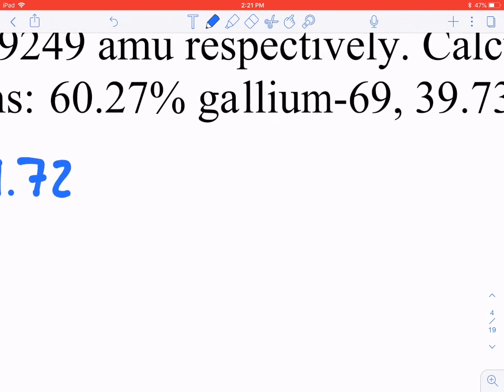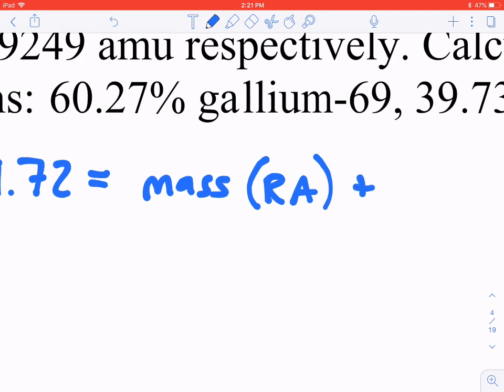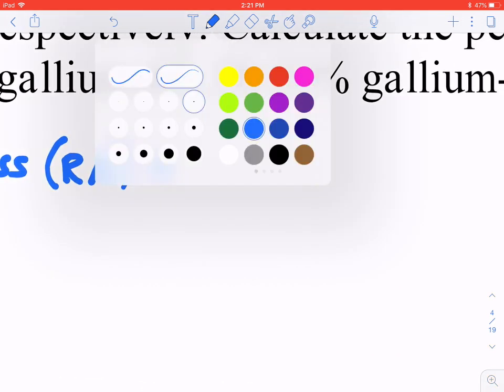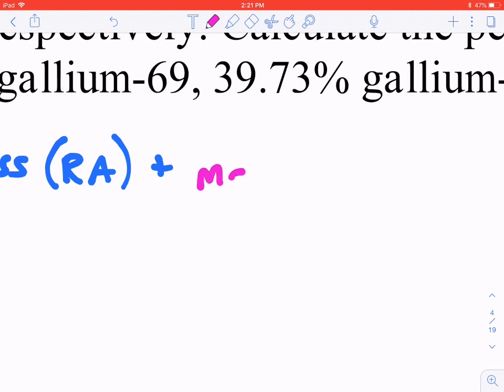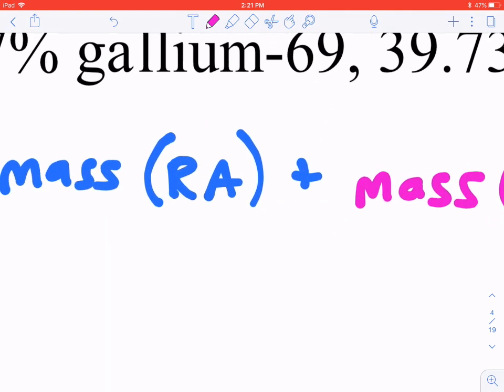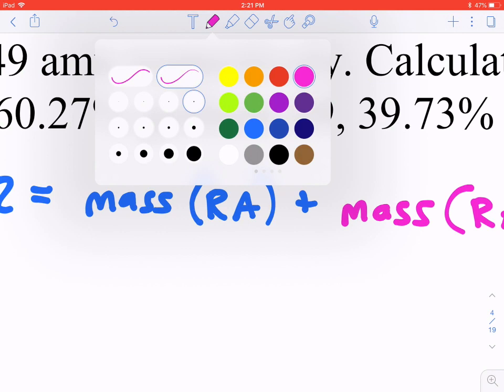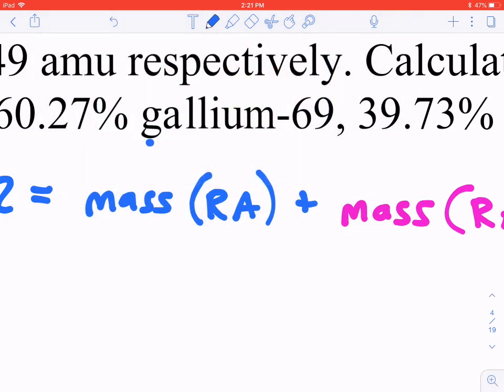We know that that is going to be equal to the mass times the relative abundance of the first isotope plus the mass, let me put this in a different color, the mass times the relative abundance of the second isotope. And better yet, they tell us what isotopes we're dealing with, right? So this blue one, this first isotope, let's make this one Gallium-69. So they say that's Ga-69. And let's make this pink one Ga-71. And then they give us some information about both of those.